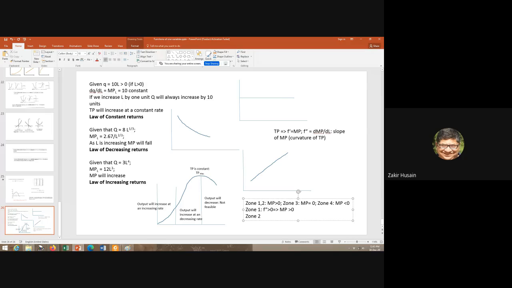Zone 2, F double prime. See, this part was convex. The second part we said was concave. So MP will be negatively sloped. MP is decreasing. So MP is falling. This is the portion of decreasing returns. And this is increasing returns.